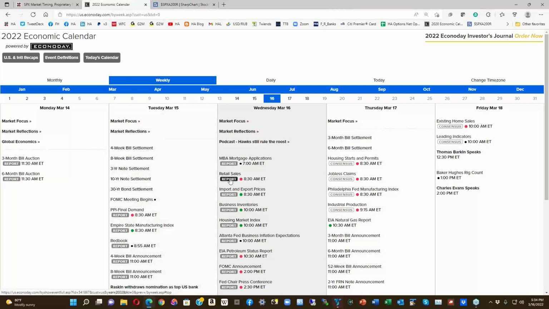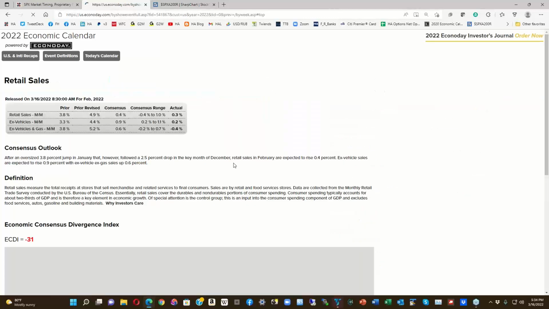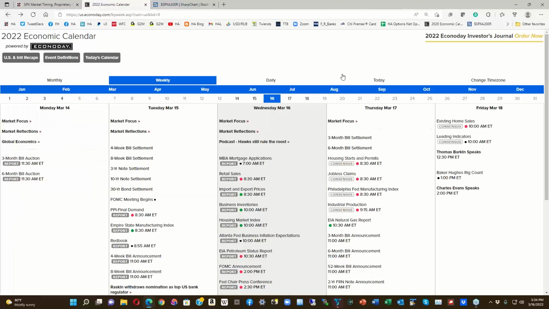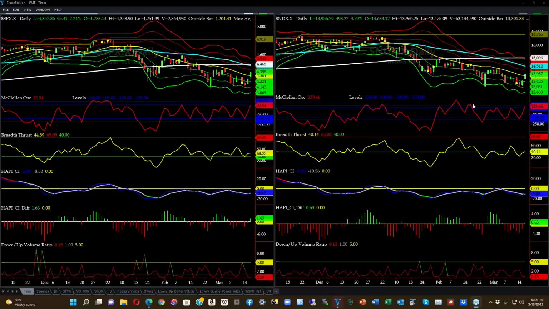For example, retail sales today. Here's your retail sales. Come on, there we go. See, they add that at the end. And then you see also the revision. The key thing is to watch for revisions if it's your first time. If you've been around the block, this is no good, you know what's going on. Let's go to charts.